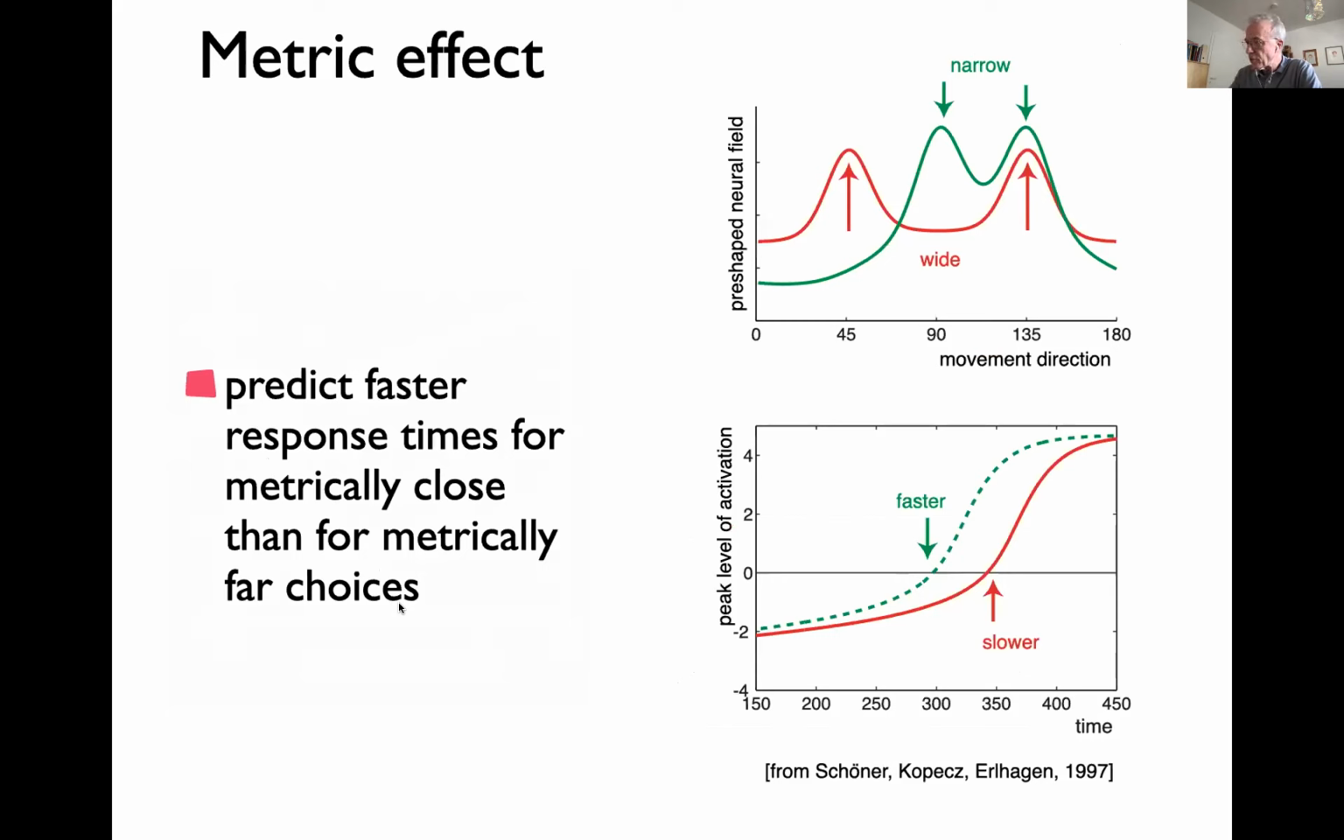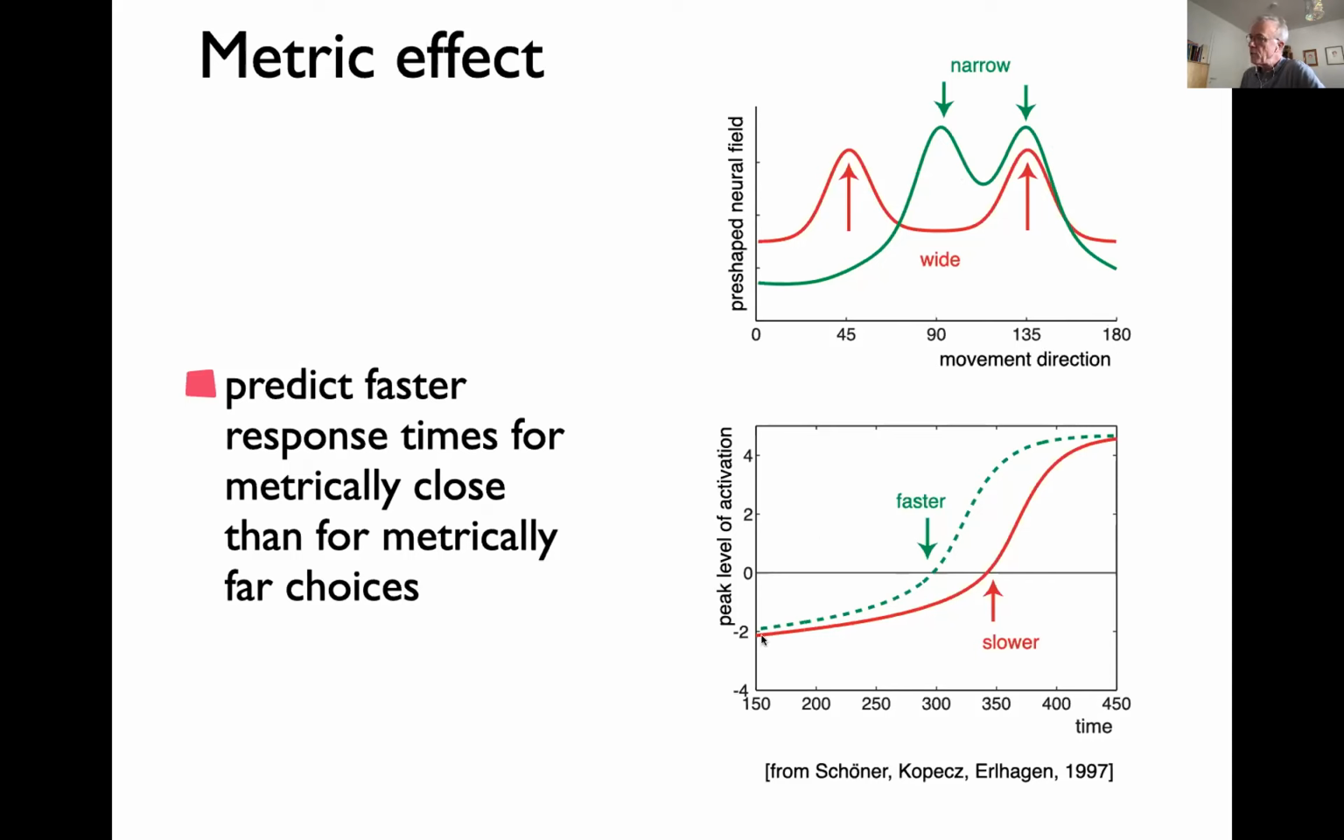And there's an interesting paradoxical effect that historically was, in some sense, a prediction, but it turned out there was data like that in the literature. We didn't know about that. So in the model, we're looking at a two-choice task, but we're contrasting a case where the two choices are far along that space. This is movement direction, versus they are close. Again, this is subthreshold preshape of the field.